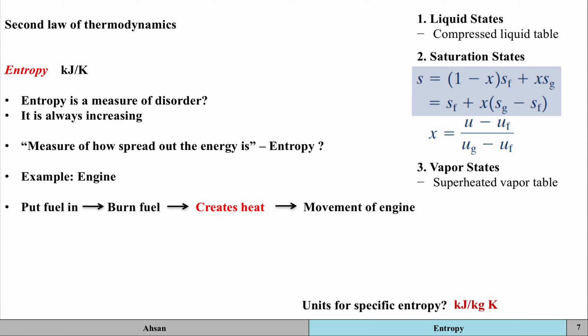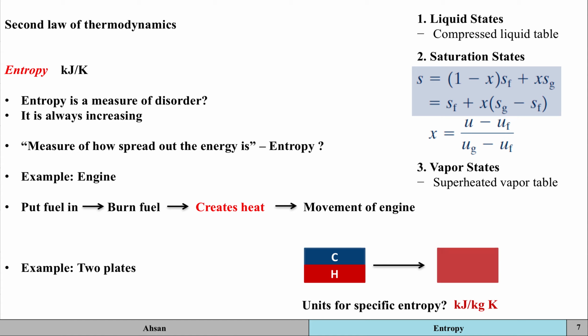Let me simplify this and give you an example. Let's say we're looking at two plates right next to each other, and one of these plates is cold, one is hot. What you don't see is heat going from one plate to another if they're already in equilibrium. What you see is that eventually both of them are going to come to a state of thermal equilibrium with each other. The colder body is going to get a bit hotter, the hotter body is going to get a bit colder, and then we're at a thermal equilibrium and nothing is going to happen anymore.